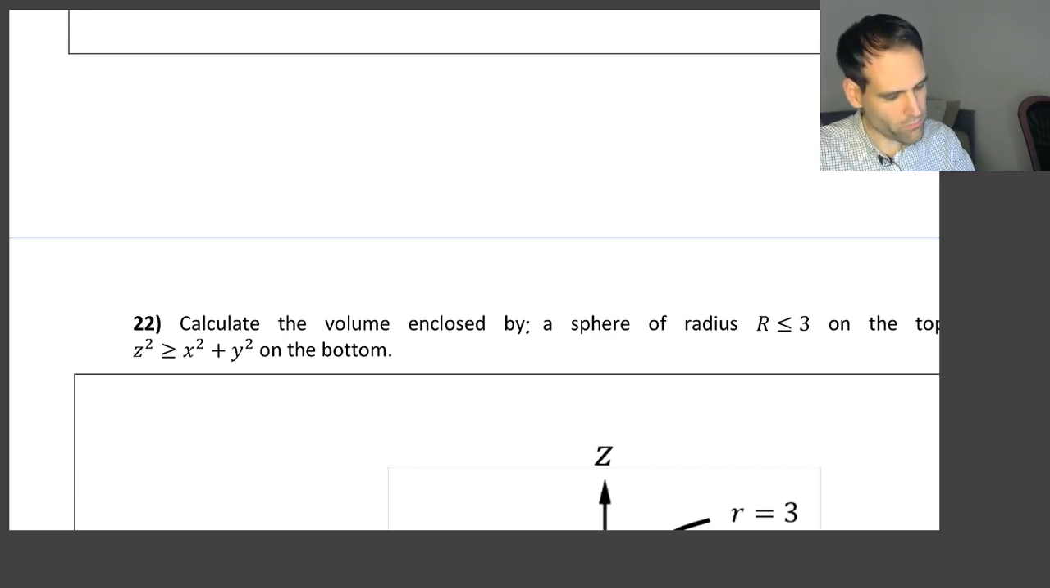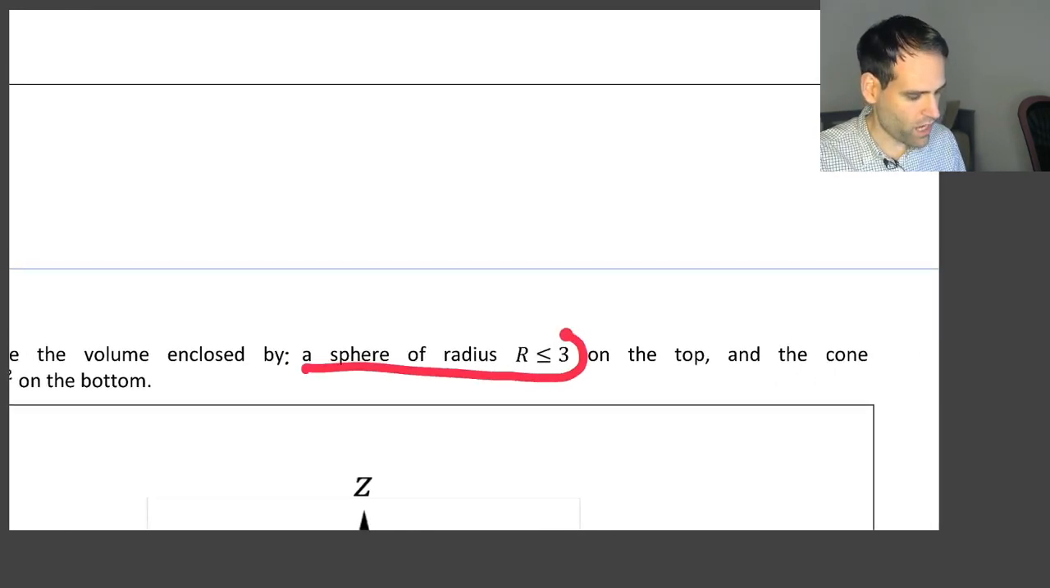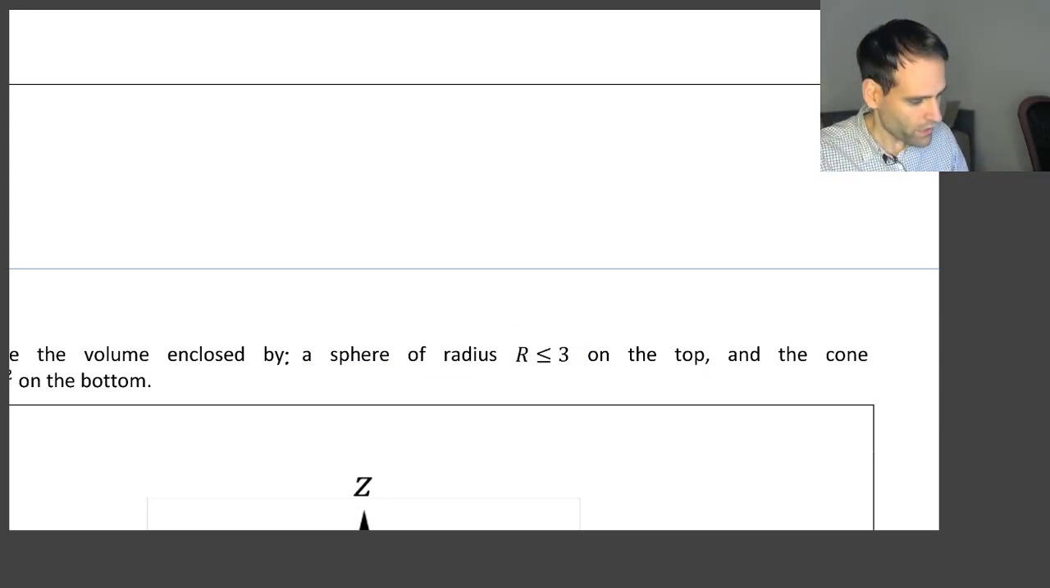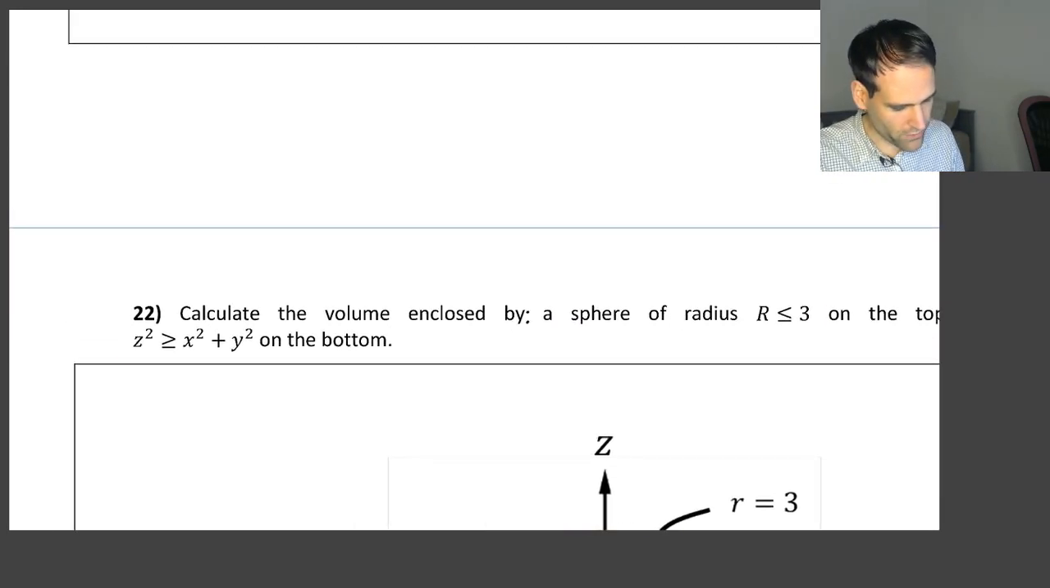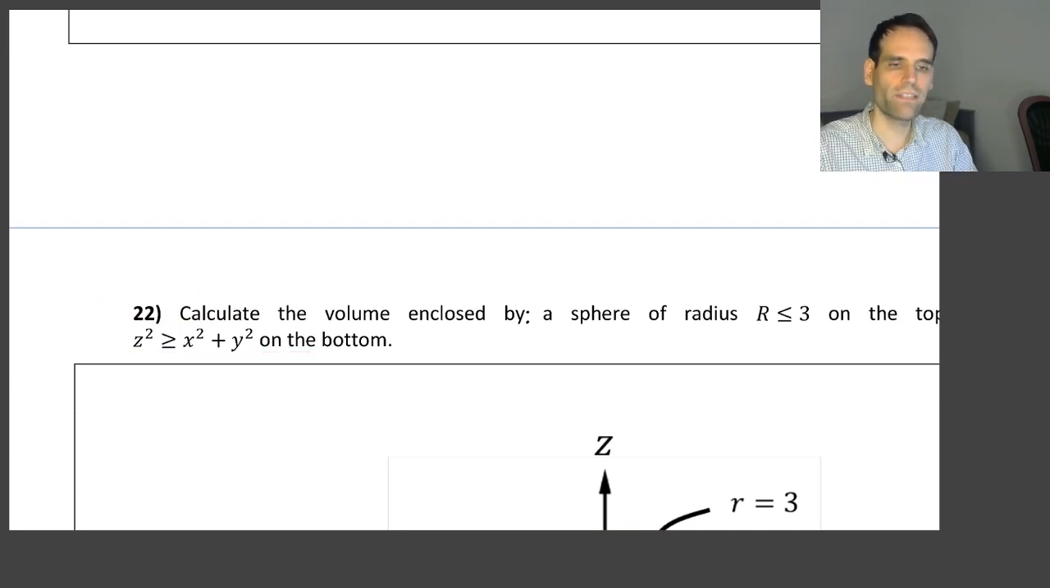Calculate the volume enclosed by the following things. A sphere of radius r smaller than or equal to 3 on the top, so that is the top thing that encloses this volume, and the cone z squared bigger than or equal to x squared plus y squared on the bottom. So this could perfectly be a problem in an exam. Okay, calculate this volume. The first thing that I would ask you is to sketch it. Maybe sketch a cross section or something like that.